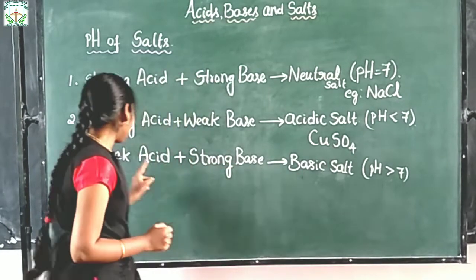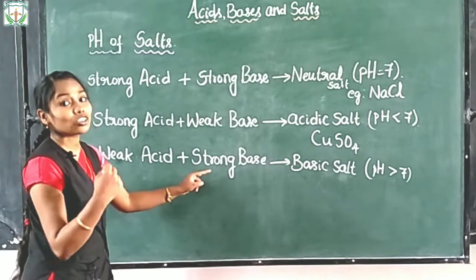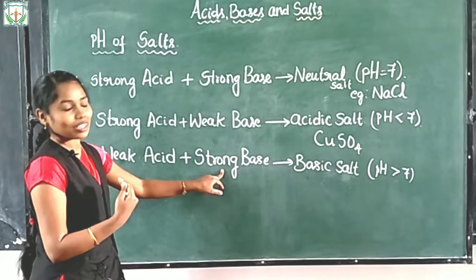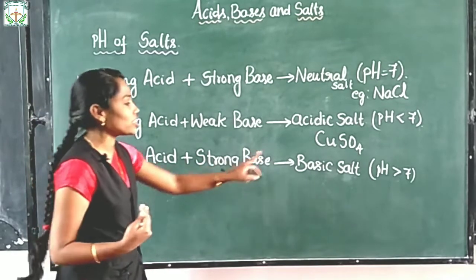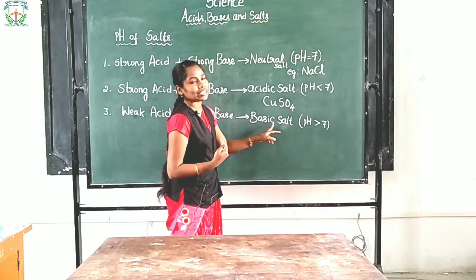See here, it is formed from the weak acid and the strong base. Which character is going to be dominating? It is the base character that is going to be dominating because it is a strong base. Hence the salt gets the basic nature. So the formed salt is basic in nature.